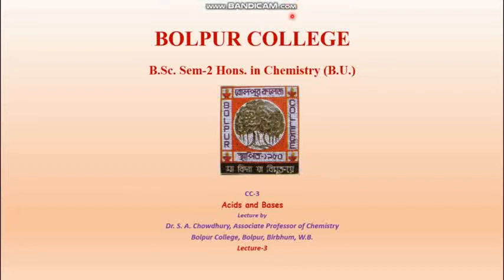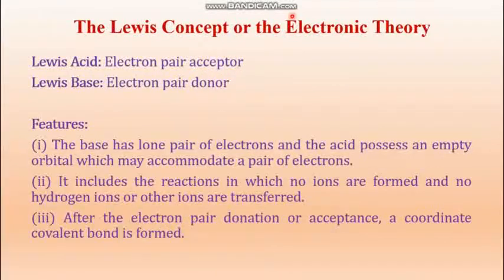Hello everyone. So let me start my third lecture on acid-base chemistry, where the fifth concept on acidity and basicity, which is the Lewis acid-base theory, will be discussed. Earlier we have studied four acid-base theories: Arrhenius, the Franklin solvent, the Bronsted-Lowry, and the Lux-Flood concept. This Lewis acid-base theory is also known as the electronic theory.